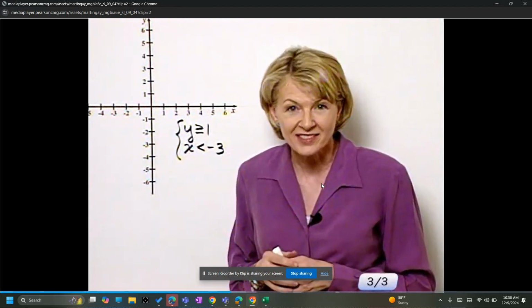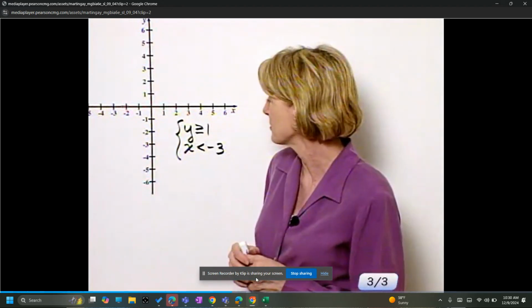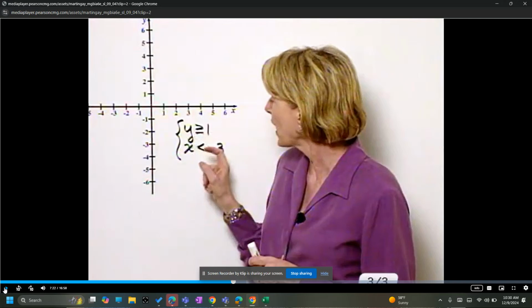I'd like to graph the solutions to this system. Okay, guys, I want you to practice this one on your own. First, you need to graph y is greater than or equal to 1. Then you need to graph x is less than negative 13. Then you need to figure out where the regions that you shade intersect, and that's your solution for the system. Let me know if you have any questions, and we'll go over it in class.